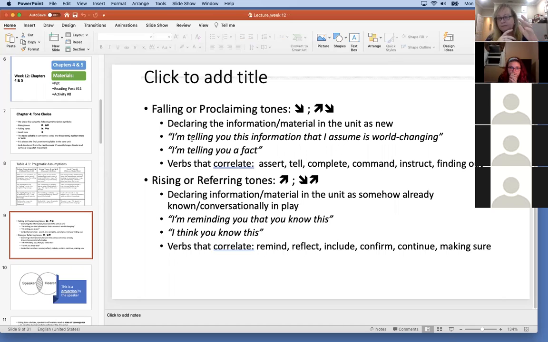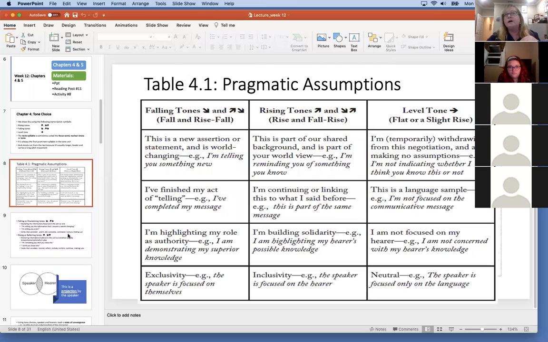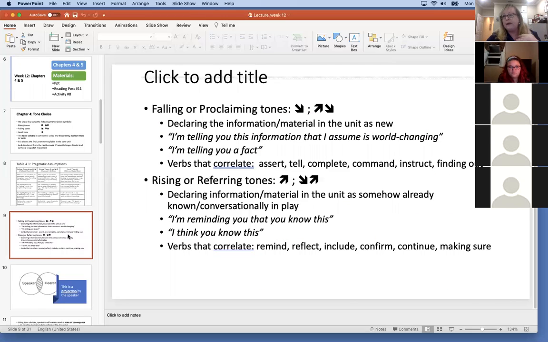They're all the same, and it might be easier for you to think about it in terms of gloss, like I'm telling you this, or it might be easier for you to think about it in terms of the verbs that correlate, like assertion, telling, completion. Whatever way it works for you, those are the pragmatic assumptions and the kinds of glosses that go with those tone choices.